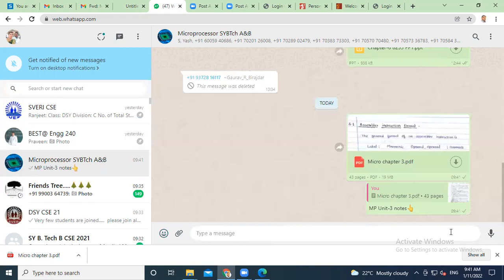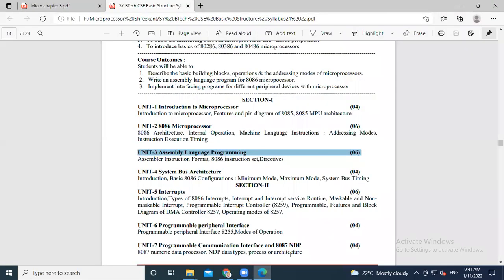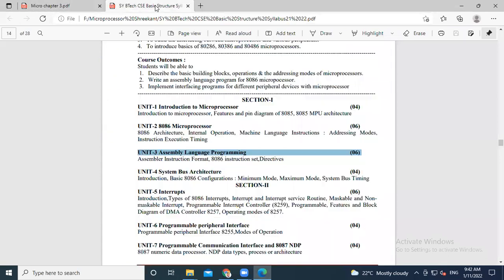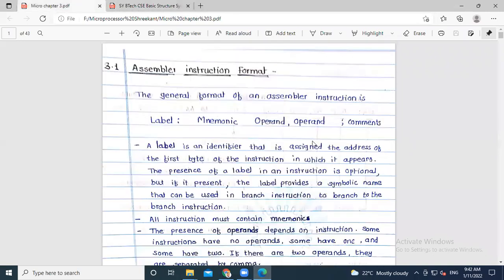Okay. So very well defined again, like notes 1 and notes 2. These notes also I have to prepare for you. Yes. So this is your notes. First topic is, what is first topic? That is assembler instruction format. So we'll start with the first topic.